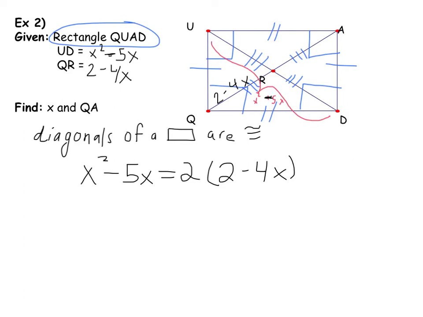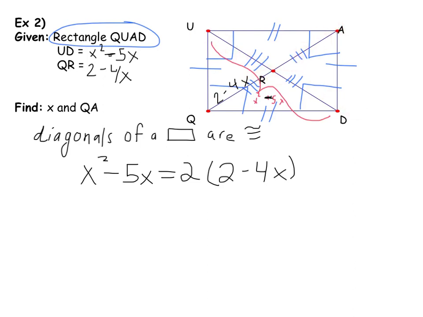This relationship is crucial, and you really do need this 2 here. QR is half as big as this entire diagonal. We know that both diagonals are a length of x squared minus 5x. So we've only gone halfway. If we were to double this, we'd have the entire length.